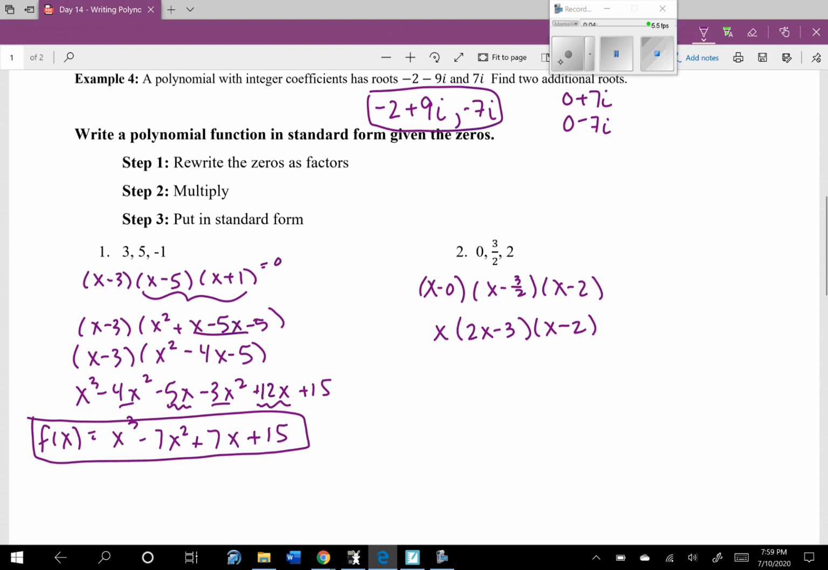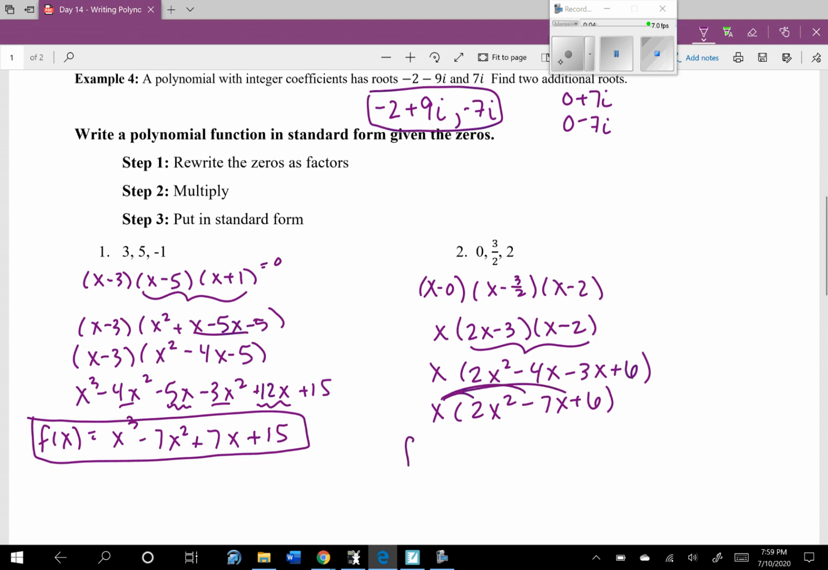And then let's go ahead and FOIL this out. So x times 2x squared, and then that would be minus 4x minus 3x plus 6. So x times 2x squared minus 7x plus 6, and then distribute that x to each of these terms. And so f of x is equal to 2x cubed minus 7x squared plus 6x.